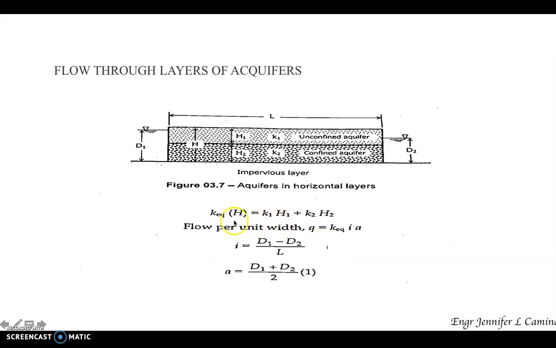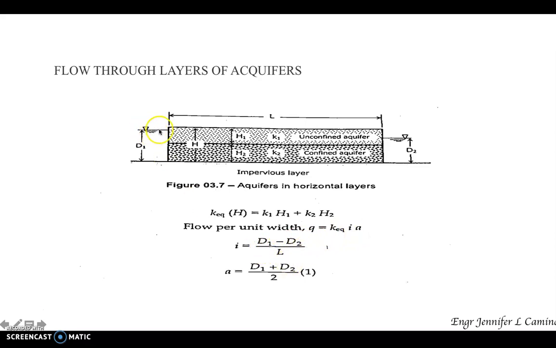This is the formula for this particular figure, aquifer in horizontal layer. You have the formula to compute for the equivalent hydraulic conductivity. And to compute for Q, our flow per unit width, that is K equivalent times I times A. So basically, we have to identify our I. Our I here is d sub 1 minus d sub 2 over L.